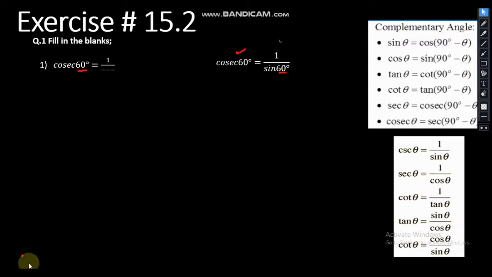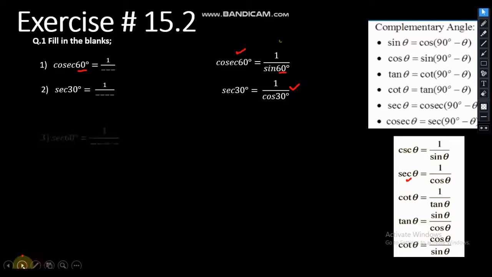Now question number 2. Sec 30 degree is equal to 1 divided by cos 30 degree, because sec theta is 1 divided by cos theta. This is the answer. Now question number 3. Sec 60 degree is equal to 1 divided by cosec 60 degree.